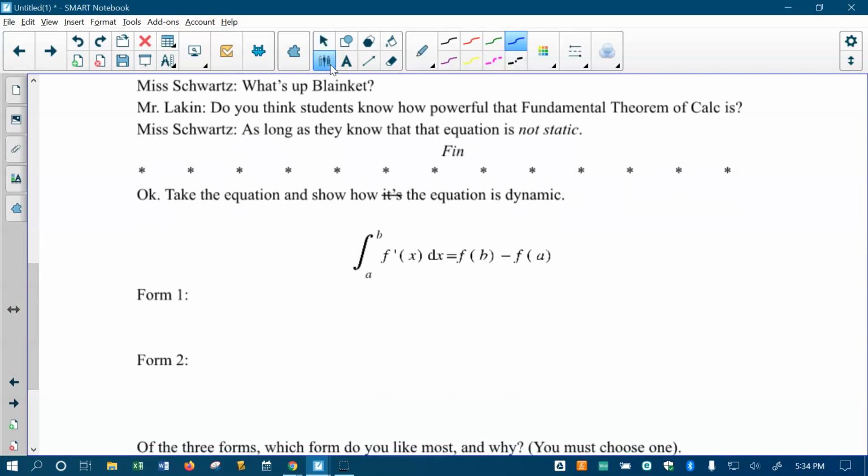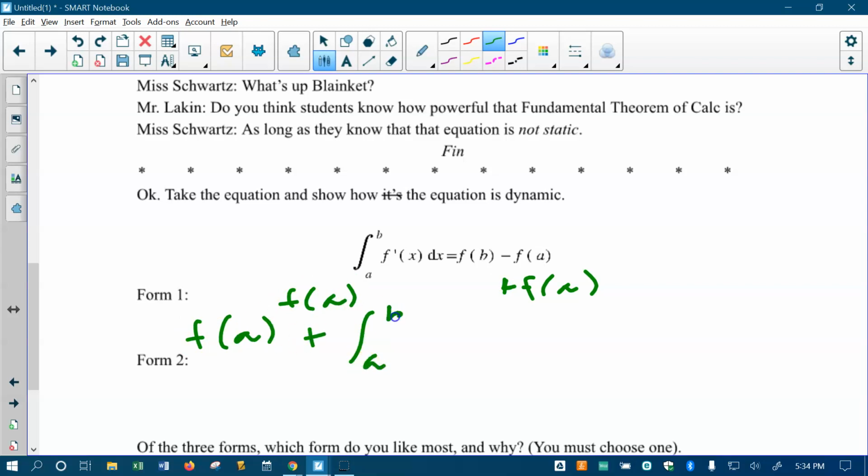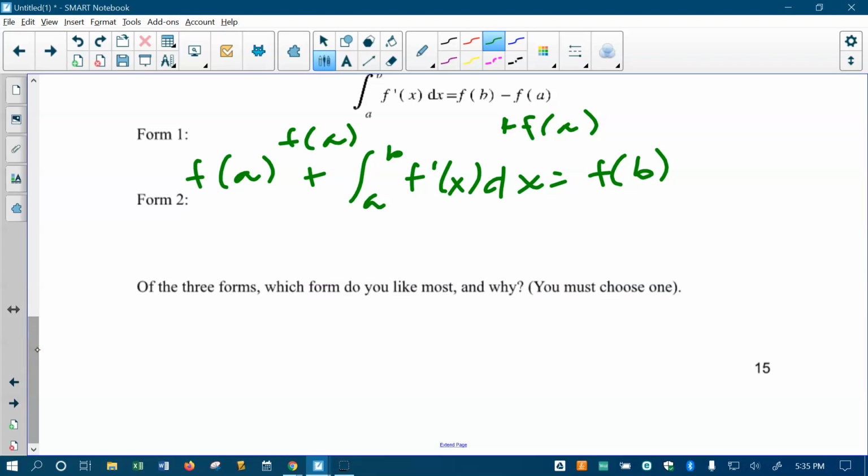If you have the integral from a to b of f prime of x equals f of b minus f of a, what you can actually do to make this not static is add the f of a to both sides of the equation. And look at that, now it's alive. So form 1 is f of a plus the integral from a to b of f prime of x dx is equal to f of b. So we could use some initial condition plus the integral to get a new y value on the function. That's pretty nifty-galifty.